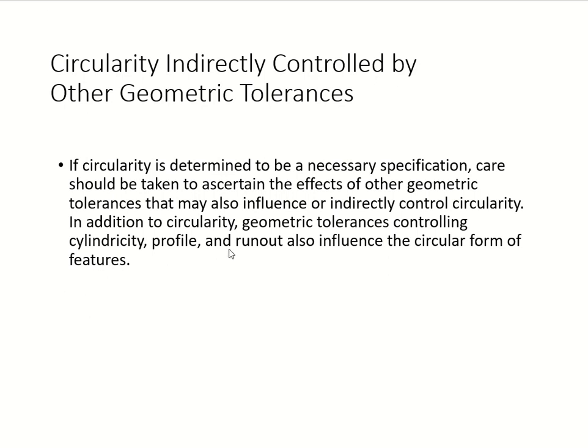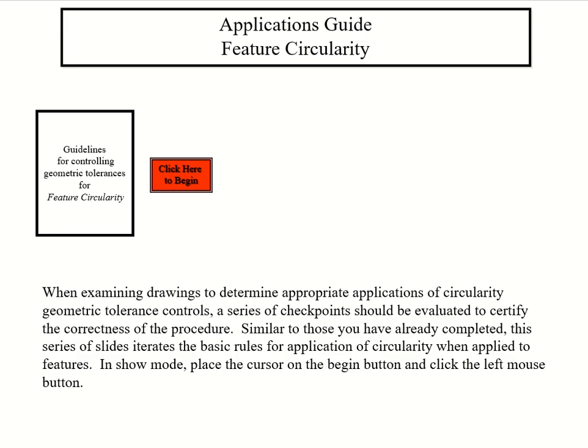All right, the next one is what we always talked about. Other geometric tolerances will indirectly control your circularity. Those other geometric tolerances are cylindricity, profile, and runout, and they're going to influence the circular form of your features. All right, the next one we'll get into is circular control applications.